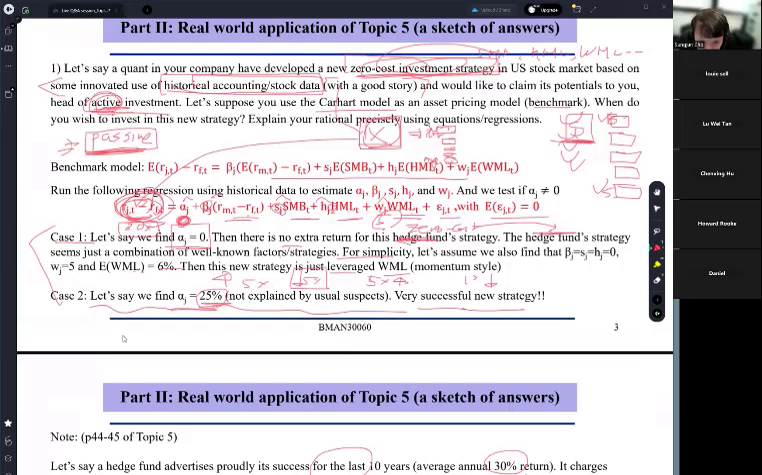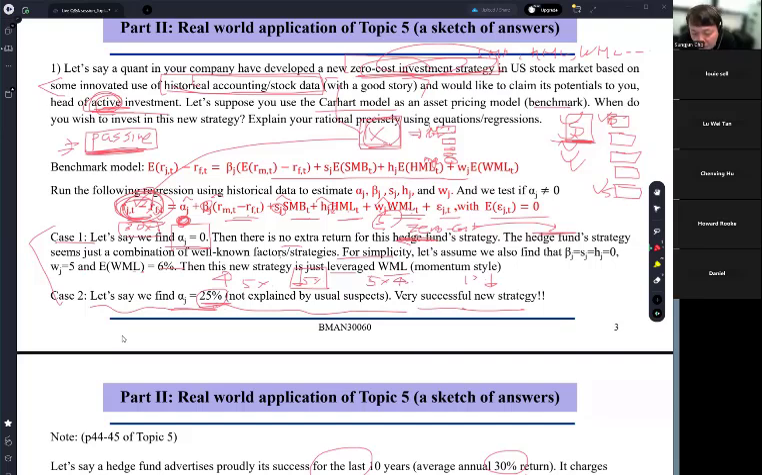So whenever I ask this kind of question in the actual exam, the rest of the procedure is similar. You have to run regressions, you have to take expectations, you have to think about alpha, and so on. But the most important question is, what is going to be your benchmark? Given the question, you have to provide some rationale for why you pick a certain asset pricing model as your benchmark model.